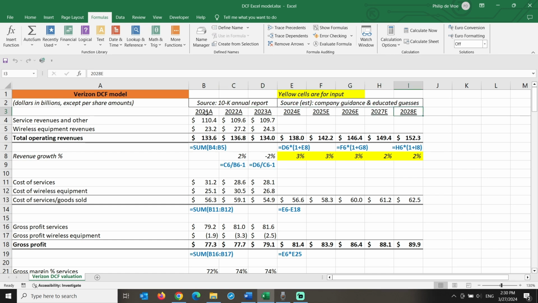For the years where I have historical actual data, I put an A next to the year. The source for the actuals is the 10K annual report. When forecasting future years, I put an E for estimate next to the year. The source for the estimates is short-term company guidance combined with my personal educated guesses.